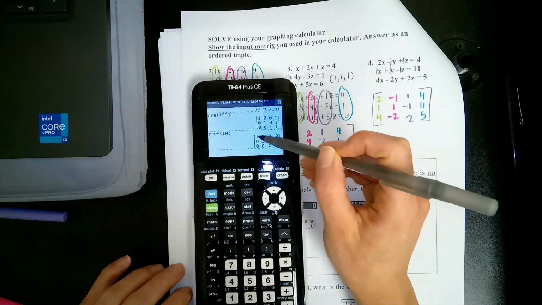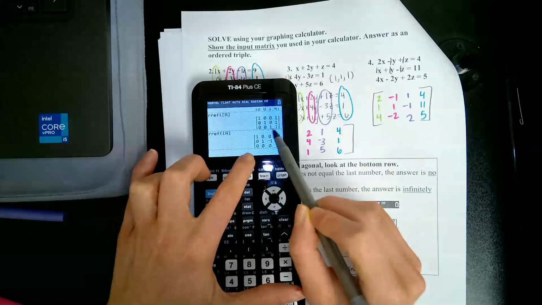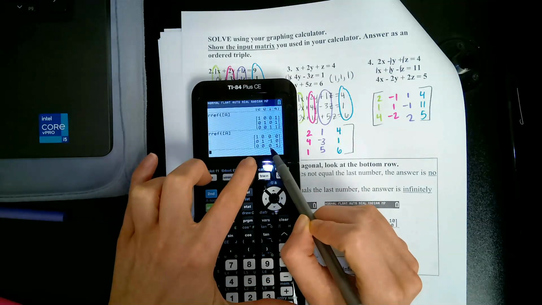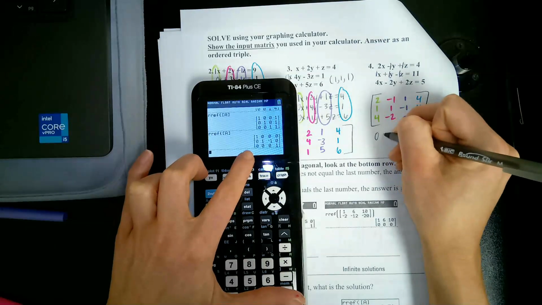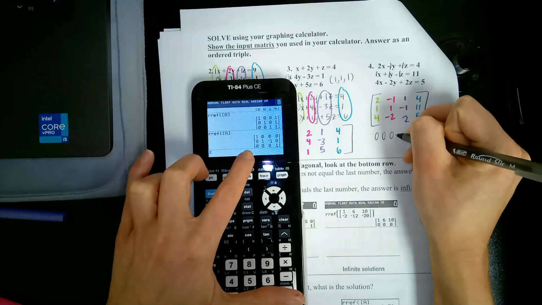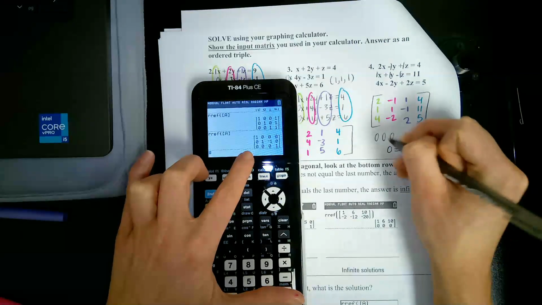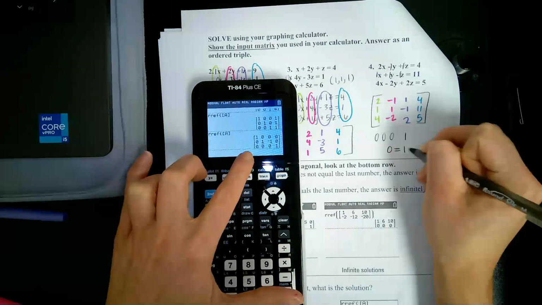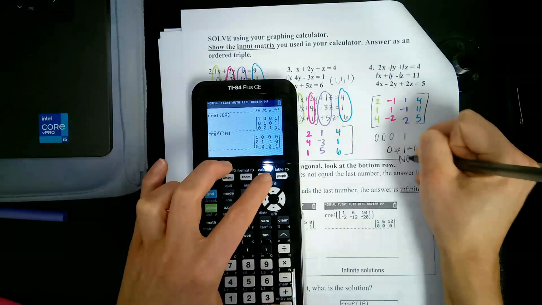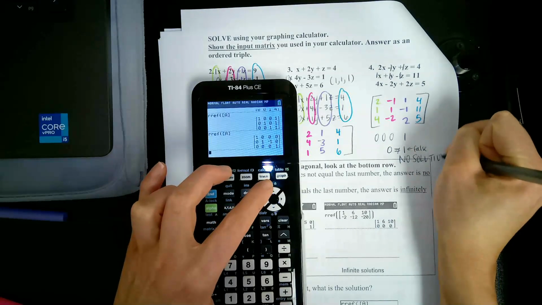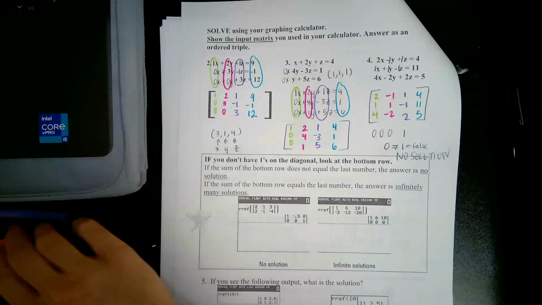That tells you this is a special case. Okay? And so this last row tells you which kind of special case. So if you see that you don't have 1s on the diagonal, look at the bottom row only. And so the bottom row of this solution was 0, 0, 0, 1. That's an equation that would say 0 equals 1. All my variables disappeared and left me with a false statement because 0 does not equal 1. And so this would be a no solution situation. Okay? And so that's what you want to watch out for is when you don't have 1s on the diagonal.